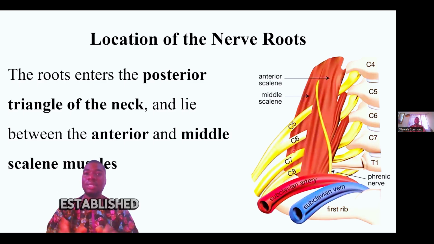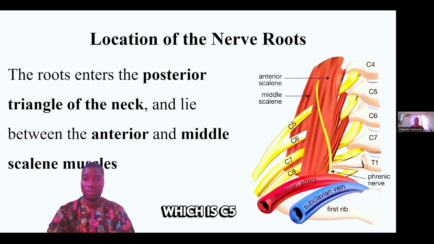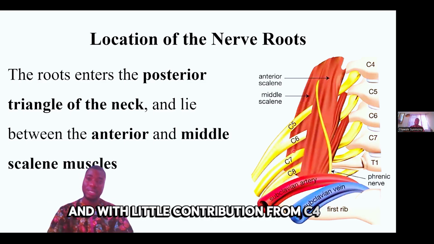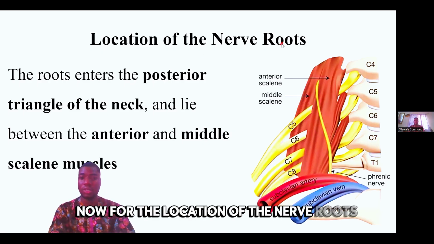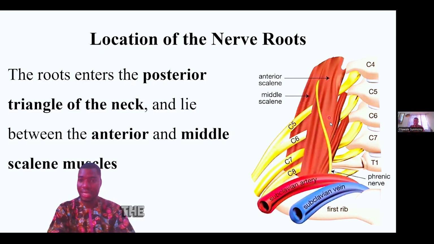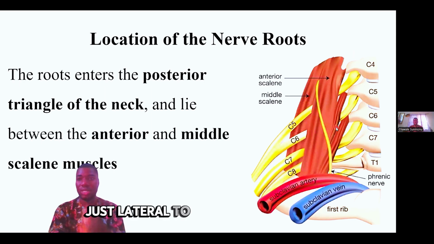So we've established the fact that there are 5 nerve roots, which is C5 to T1, with little contribution from C4 and T2. Now we'll look at the location of the nerve roots. The nerve roots are located between the anterior scalene muscle and the middle scalene muscle, located deeply within the neck, just lateral to the cervical vertebrae.